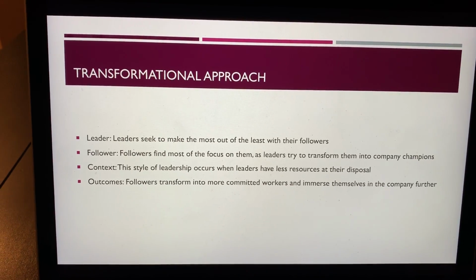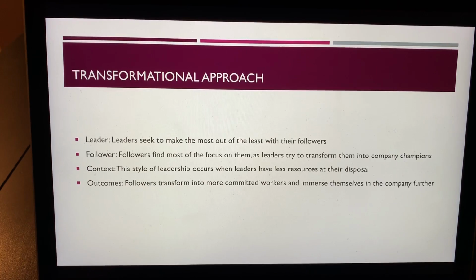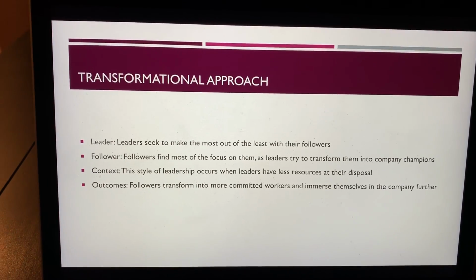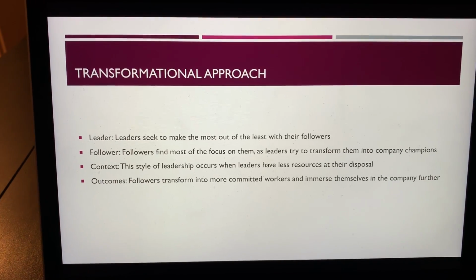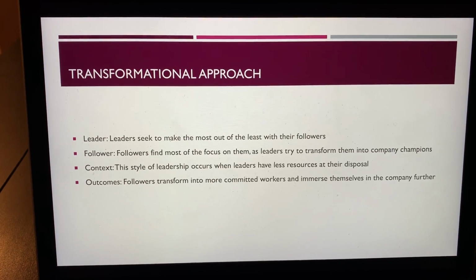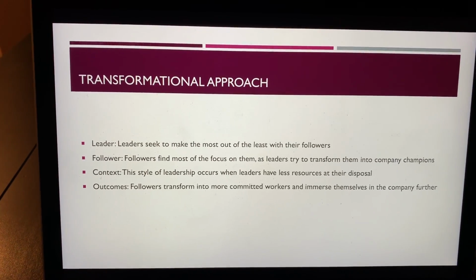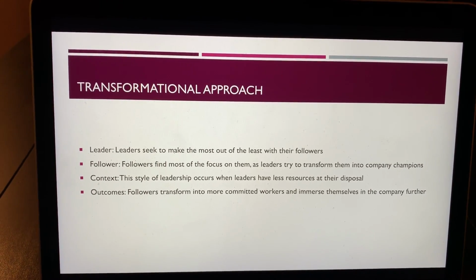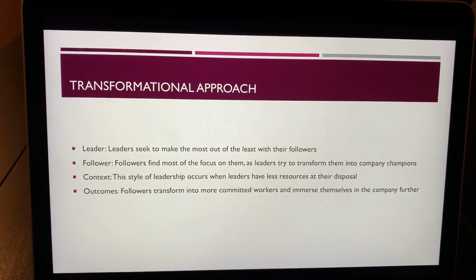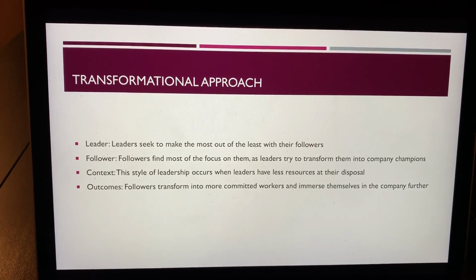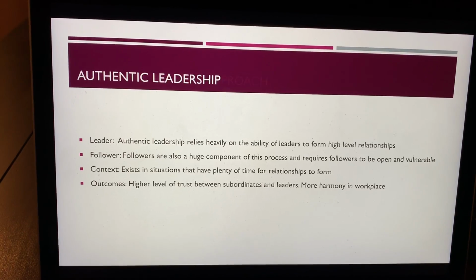The transformational approach is where we start to focus a little more on followers. What I found very interesting about the transformational approach was that you are striving to get more out of less. Leaders don't have as many resources as they would probably like in a situation like this. So they really try to transform and transcend their subordinates and followers to a place that they were not expected to be through this leadership style. So you get more committed workers as a result of this process.